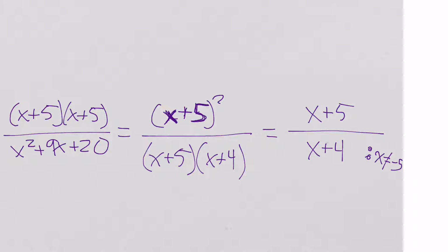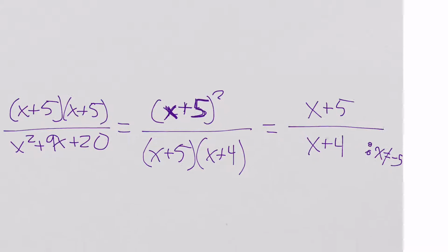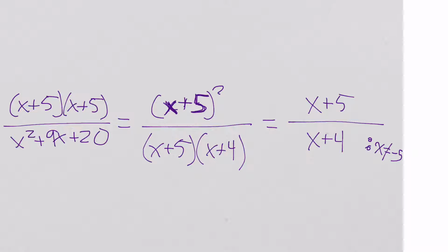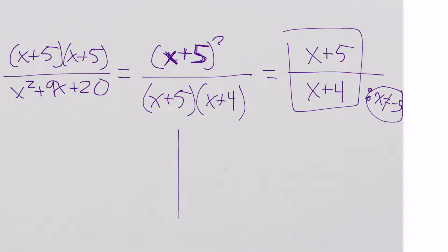x cannot equal negative 5 because I have a hole. I have a power of x+5 in the top and the bottom. But what do you do with a hole? You take it out. Once you take out a hole, the function is going to look exactly the same as what's left. It's just going to have a hole at that single x value, which is actually pretty important for us for sketching this graph.